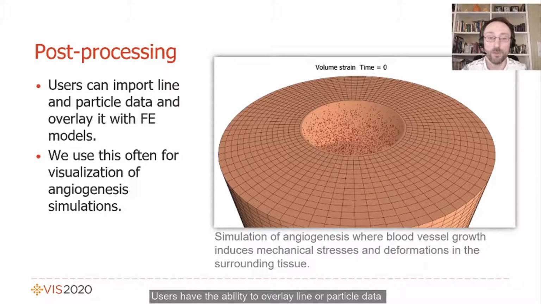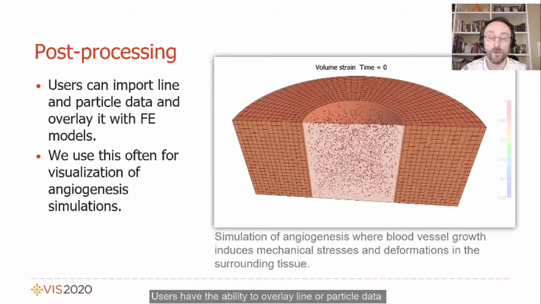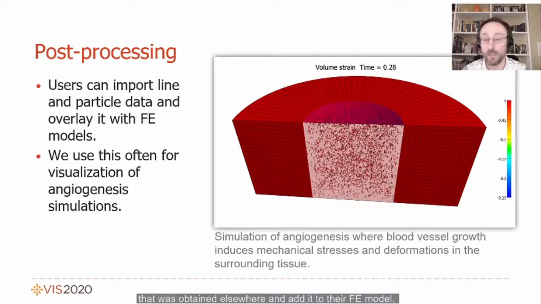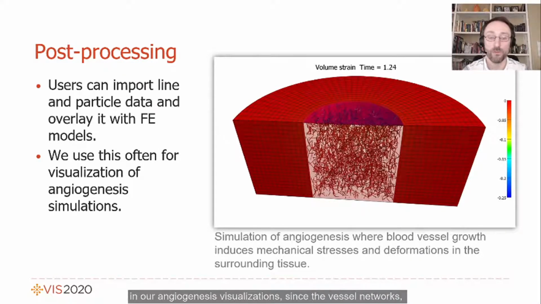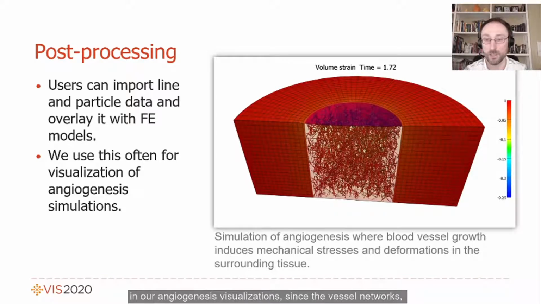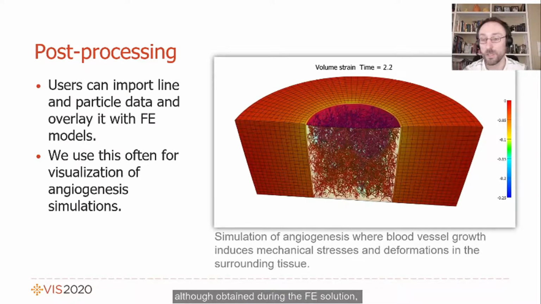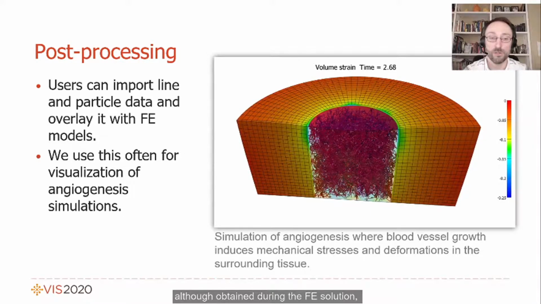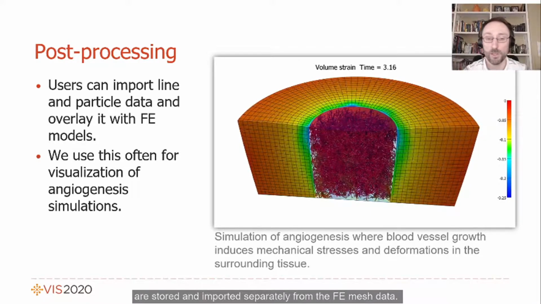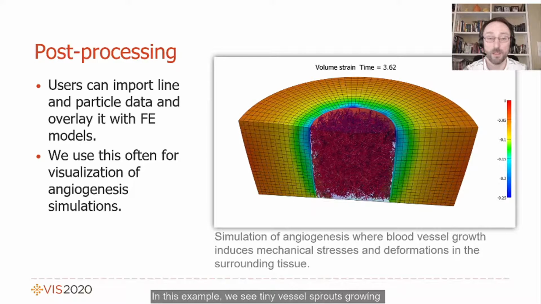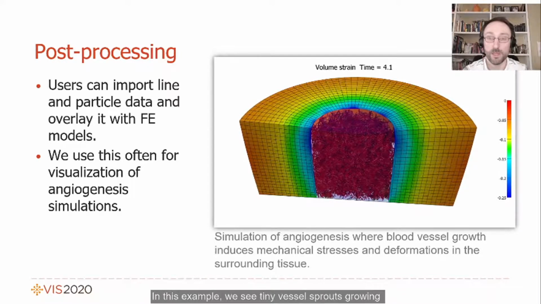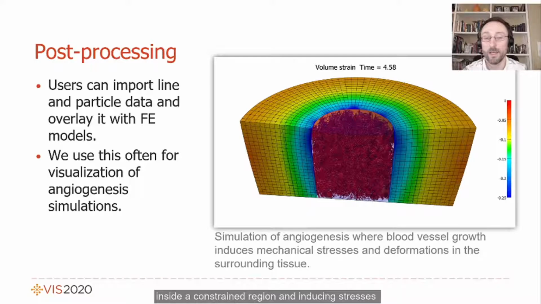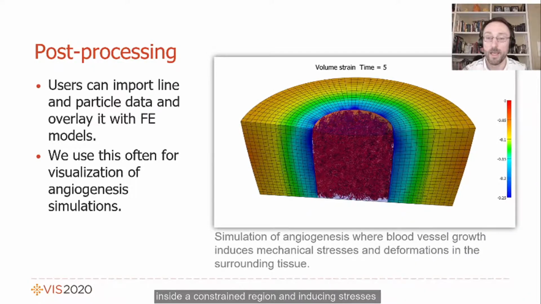Users have the ability to overlay line or particle data that was obtained elsewhere and added to their FE model. This is actually something we do quite often in our angiogenesis visualizations, since the vessel networks, although obtained during the FE solution, are stored and imported separately from the FE mesh data. So in this example, we see tiny vessel sprouts growing inside a constrained region and inducing stresses and deformations in the surrounding tissues.